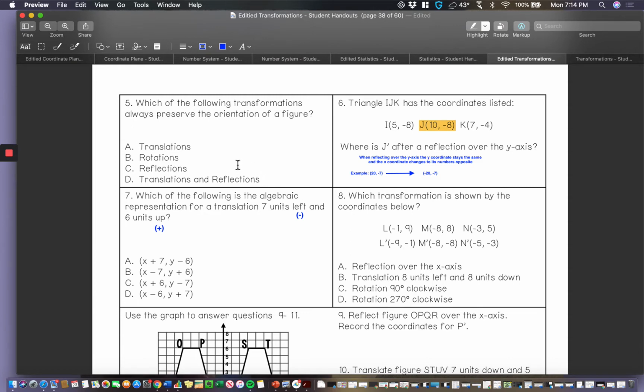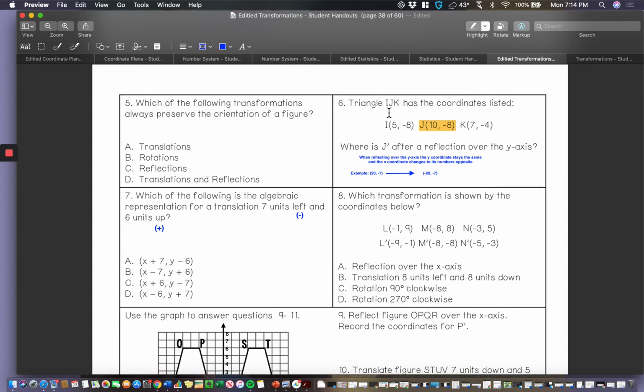So if it says the orientation of the figure, that means it stayed pretty much exactly the same, right? That the shape and the vertices are all in the same spot, but they might have been moved or slid, right? So if the figure slides, then the orientation would be the same. It would preserve the orientation.